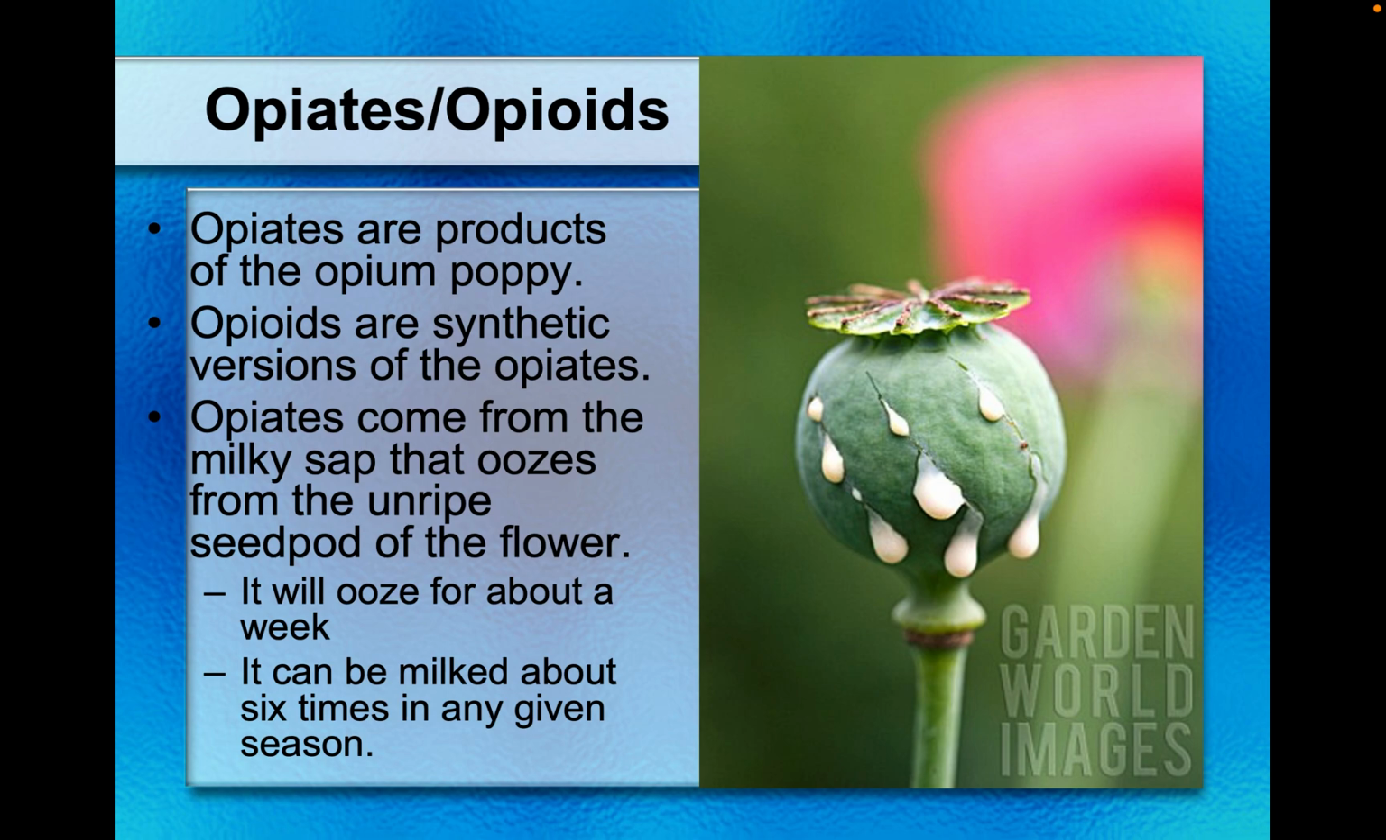Opiates are products of the opium poppy, and this is what an opium poppy looks like. Opioids are synthetic versions of the opiates. Opiates come from the milky sap that oozes from the unripe seed pod of the flower, and this is the seed pod with the sap oozing out. It will ooze for about a week. It can be milked about 6 times in any given season.